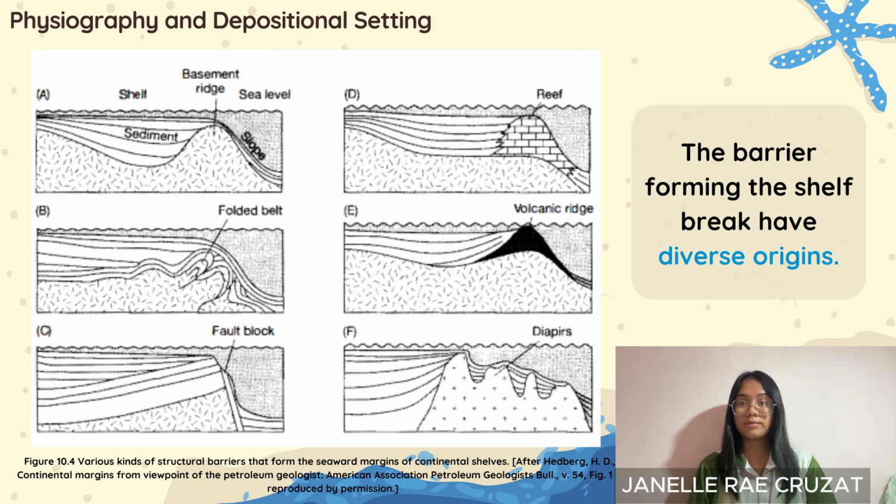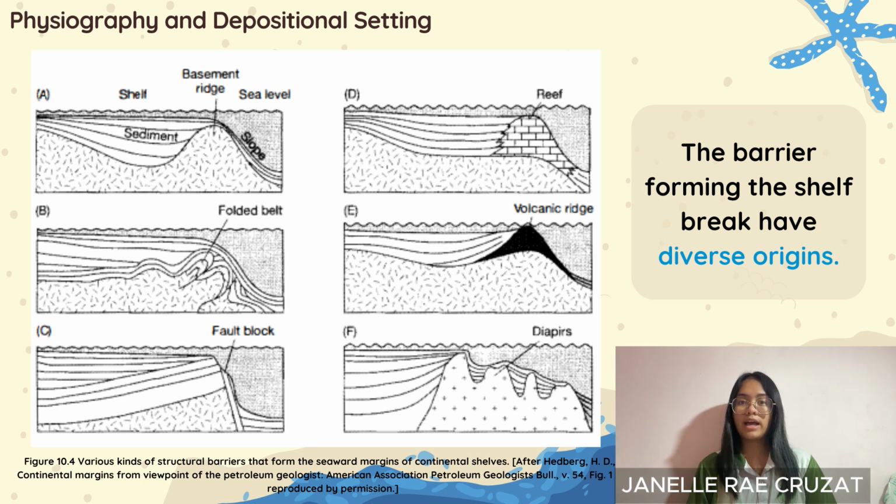So these are formed by folding the Earth's crust, and these belts can create an uneven terrain that defines the shelf break. Third, we have fault blocks. Tectonic faults can displace the seafloor, resulting in a step-like transition to deeper waters. Fourth, we have reefs. Coral or other types of reefs can act as barriers, creating a noticeable transition from the shallow shelf to deeper waters.